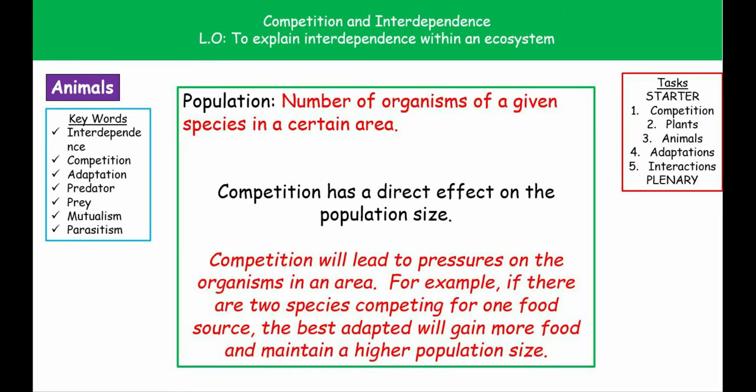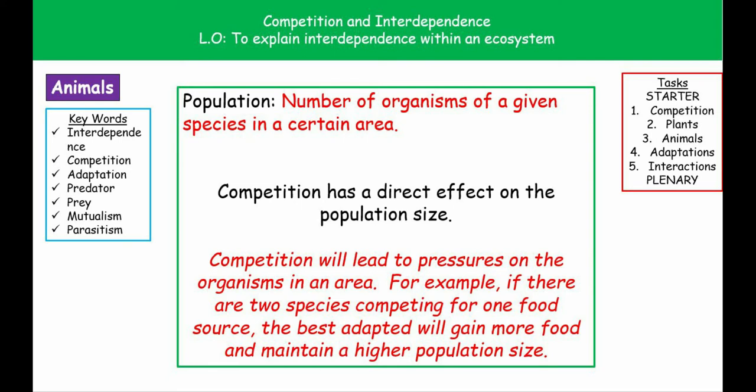Let's double check that we've got everything written down correctly. Population is the number of organisms in a given species in a certain area. So as long as you've got the number of organisms within a certain area, then you can give yourself a tick for that one. Now, as we've said, competition has a direct effect on the population size. The reason it has such an effect is that where we've got competition, we create pressures on organisms in an area that will then select certain ones that are more likely to survive.